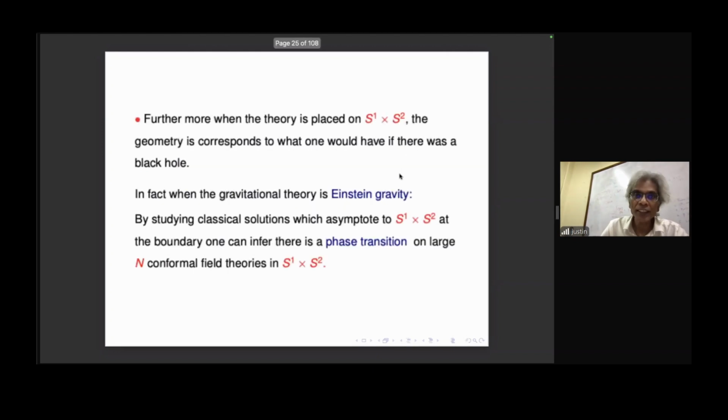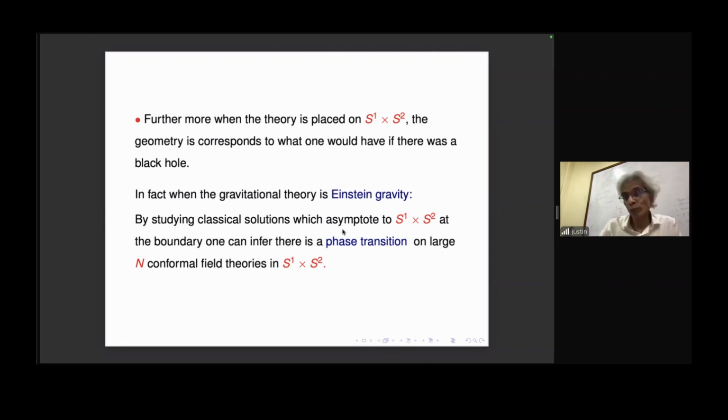But furthermore, as we discussed, when the field theory is placed on such geometries, S1 times S2, this is a geometry which would have corresponded to a black hole. In Einstein gravity, one of the first things people did was to study various classical solutions which asymptote to S1 times S2, and from there one can infer if there is a phase transition or not. In fact, in Einstein gravity, Witten argued that there is a phase transition, called the Hawking-Page transition. But it's not clear that it is there in higher spin theories.